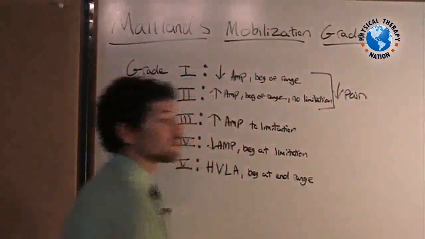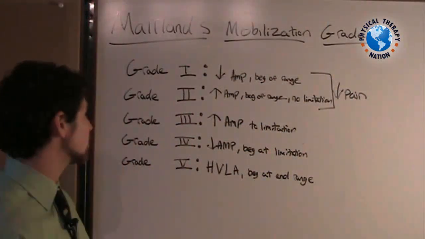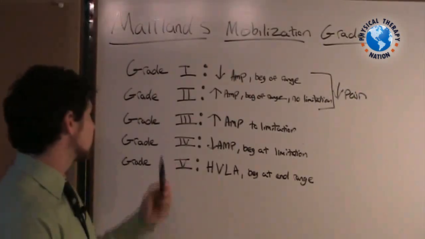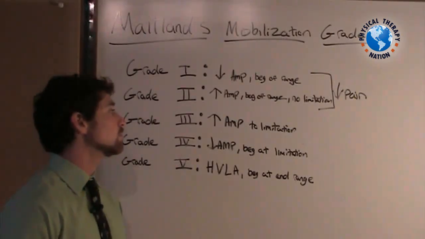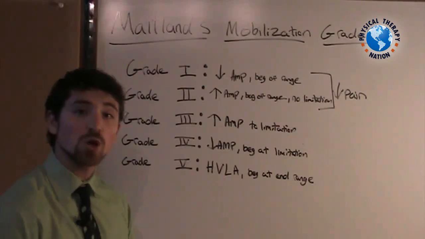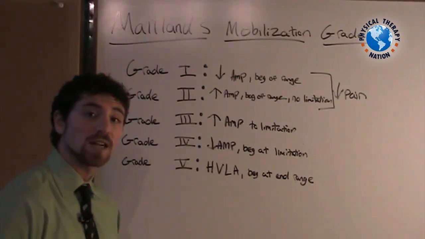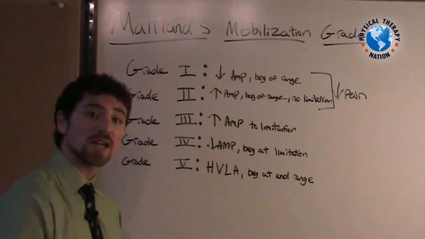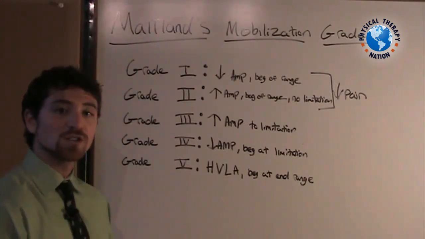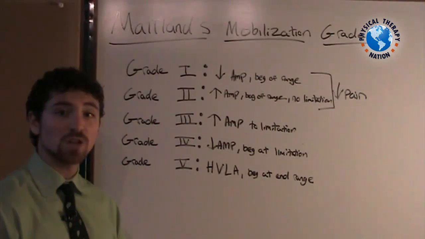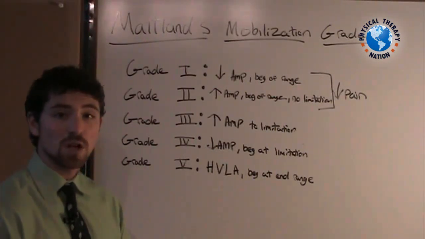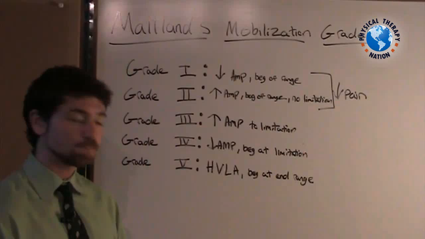Now I'm going to apologize to you for my handwriting because it's quite poor, but we'll just disregard that at the moment. Grade 3 mobilization is a high amplitude mobilization that's mobilized all the way to the limitation. So we're starting at the beginning of range, mobilizing toward the end of the range, but not yet mobilizing into the restriction. So since we're not mobilizing into the restriction, we're not using this technique to increase range of motion, but rather to maintain range of motion.